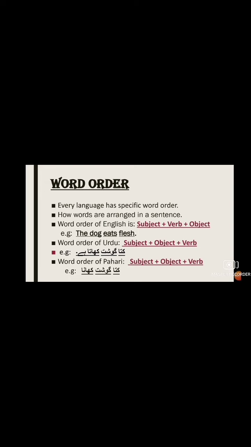If we see the order of words in the Pahari language, which is a dialect of Punjabi, as I mentioned earlier, it is similar to Urdu but different from English. Word order in Pahari is subject plus object plus verb, SOV, like Urdu. For example, Kutta gosht khana. Kutta is the subject and leads the whole sentence. Gosht is the object and khana is the verb.